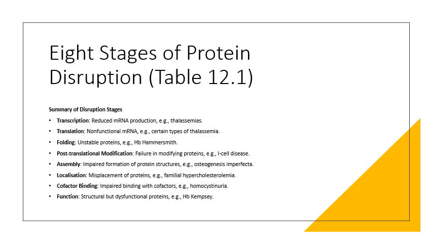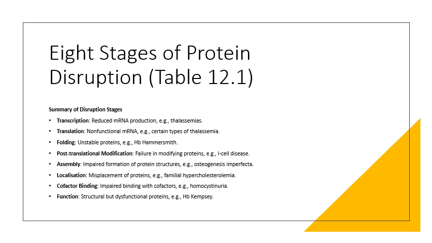So as I mentioned, each stage in protein production, from transcription to functional activity, can be disrupted by genetic variants or mutations. These disruptions are reflected in a variety of diseases, and these are outlined in Table 12.1. But I just wanted to go through some of them with you as an example. So some of them would be thalassemias. We have disruptions in transcription or translation.